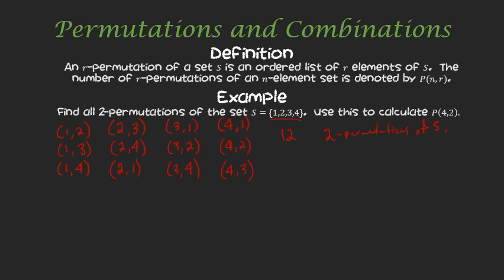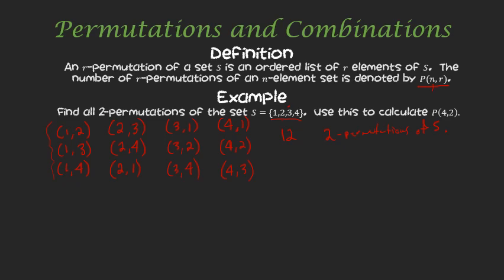Now, you should realize that it doesn't matter what these elements in S are called. All that matters is how many elements are in there. It'll change how these look, but they'll be the same number of them. And that's why we can define this number P(n,r) regardless of the specific set, just the number of elements.